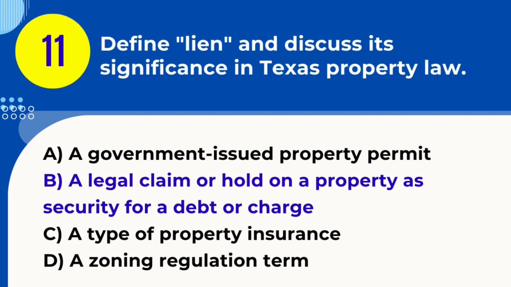Explanation. In Texas property law, a lien is a legal claim or hold placed on a property as security for a debt or charge, meaning the property can be used to satisfy the debt if necessary.